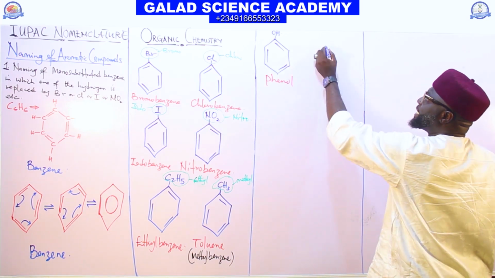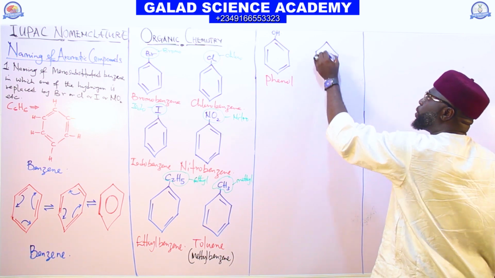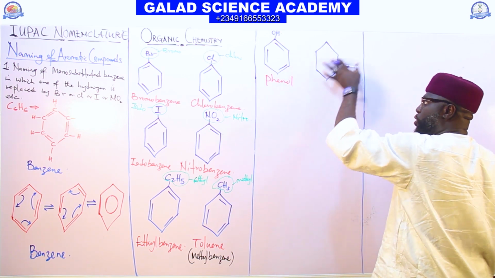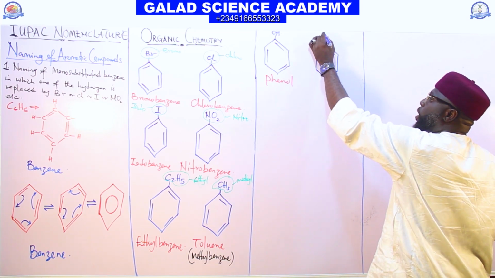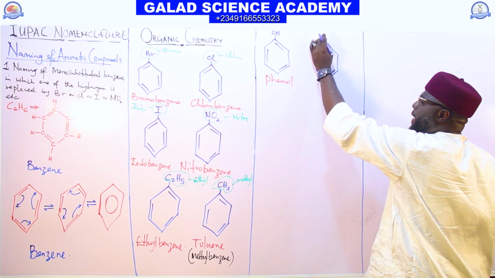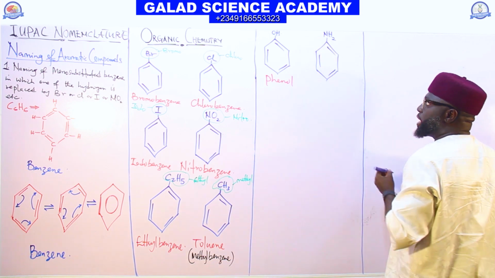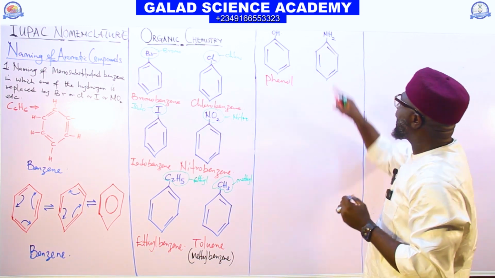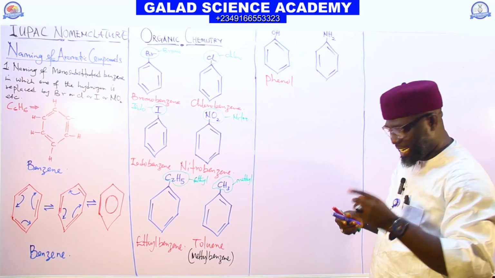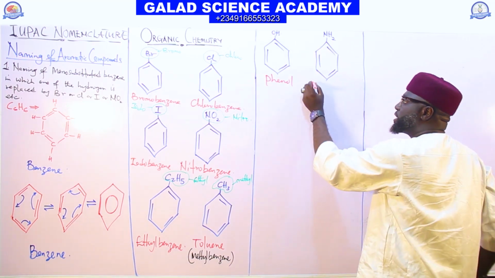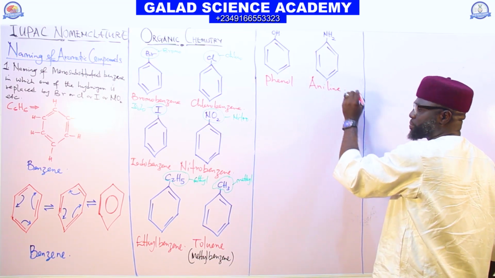And the next one is when the benzene ring, we have it in this form, and we put amine, NH2. So whenever the NH2 is attached to the benzene, we call it aniline.